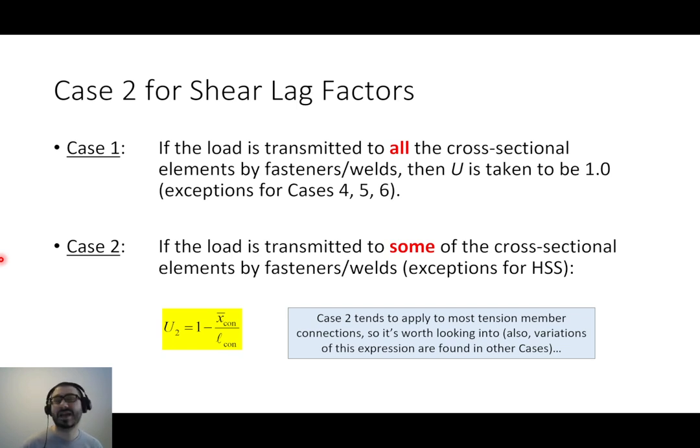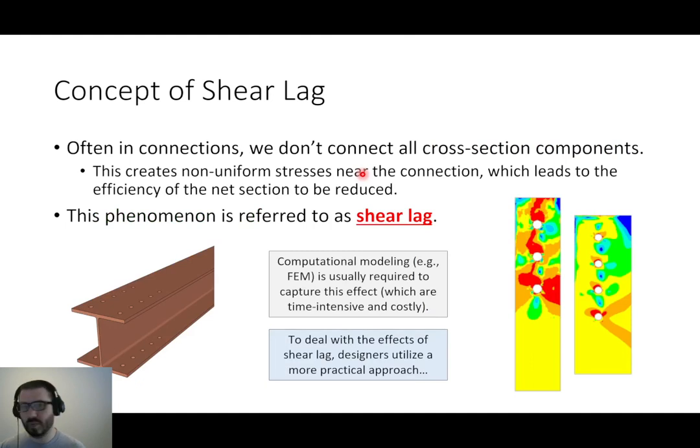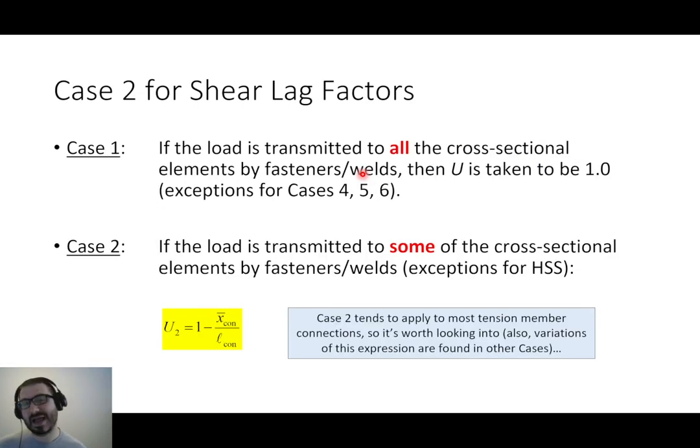Now, if you're in a scenario with case 1 where all of the individual cross-sectional elements are connected, then U is 1. Now, let's remember what U does. What we're doing is we're taking the net area and we're adjusting it by U. And U is accounting for that non-uniform stress distribution. So going back to that example with the W section, imagine I had a W section, but the web was connected as well. So all the flanges, all the webs, all the components are connected. In that case, we would fall under case 1 and U would be 1.